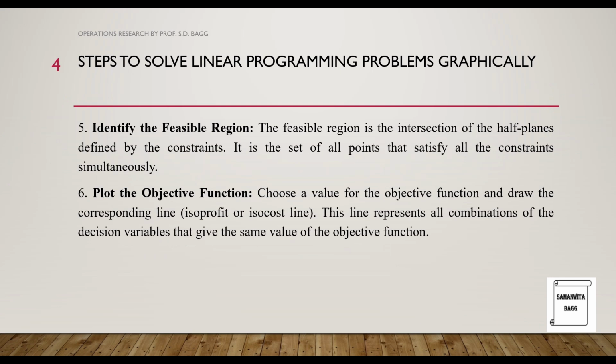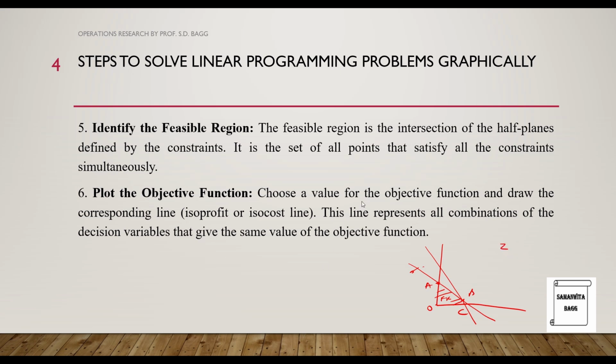Identify the feasible region. The feasible region is the intersection of the half planes defined by the constraints. It is the set of all points that satisfy all the constraints simultaneously. So if you see the graph that I have drawn, what I have shown you is the feasible region which was formed by the two lines, and since it was less than or equal to, it was marked over here. This is the feasible region and all these boundary points. So this is A, this is O, this point is B and this point is C. So these 4 points are where you need to calculate the value of z.